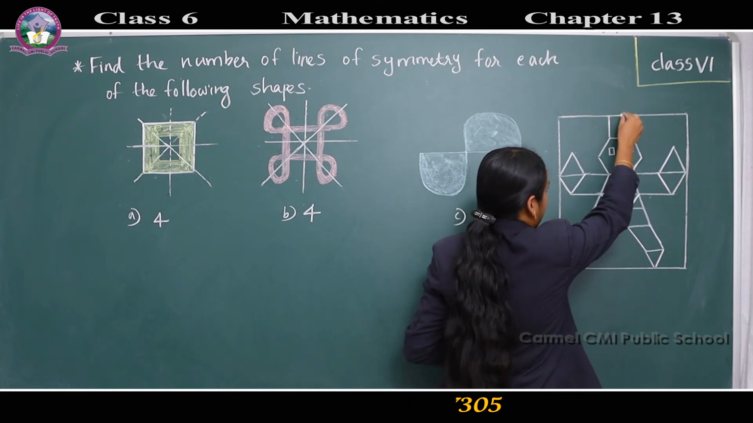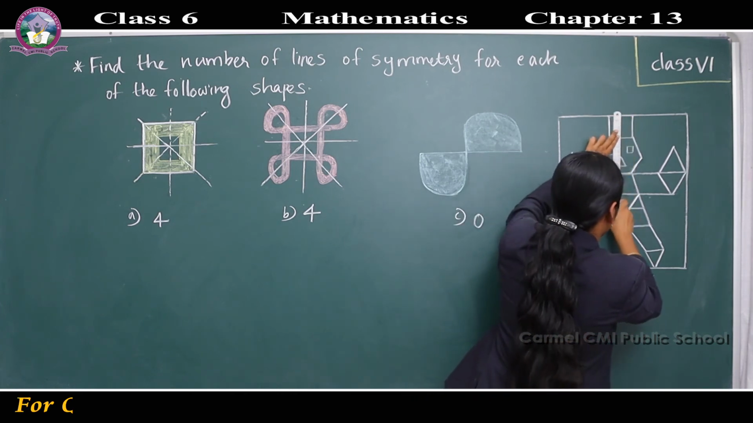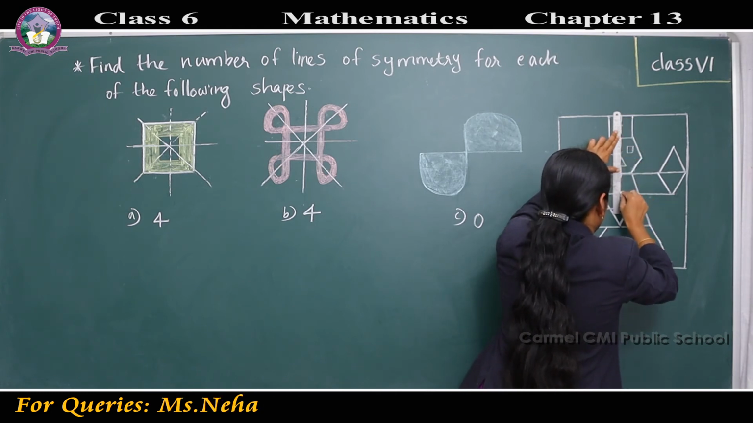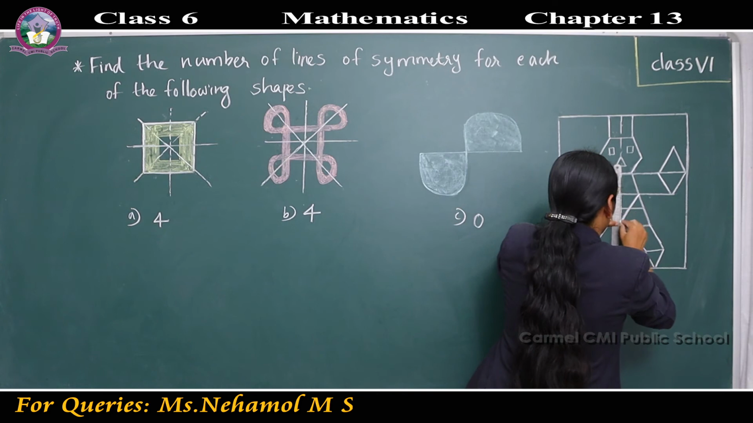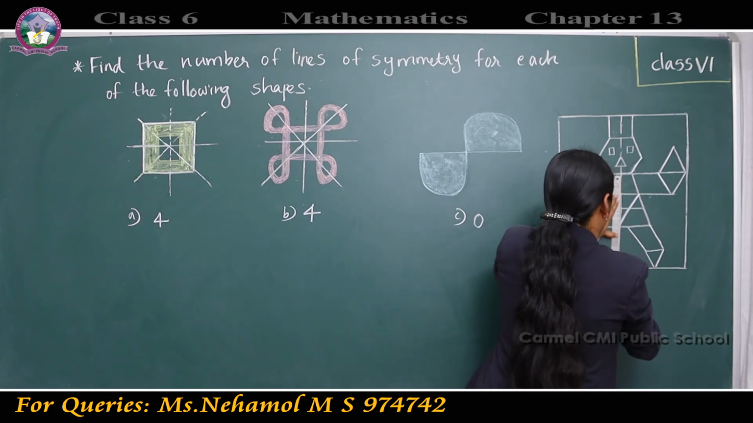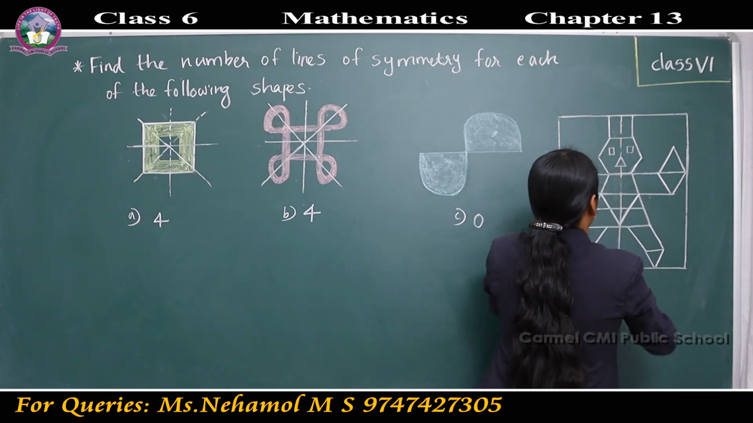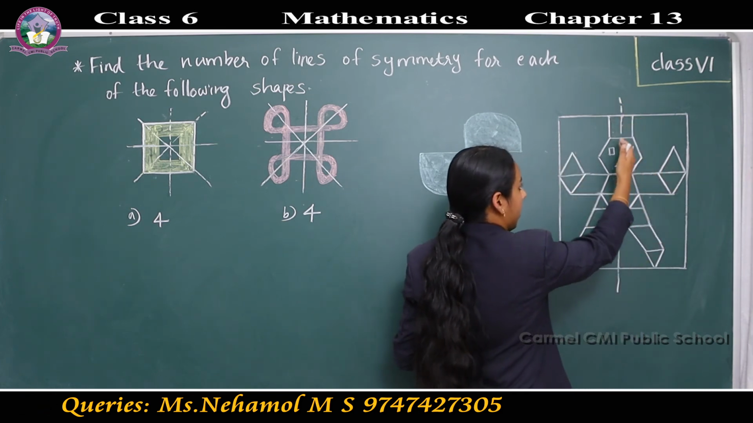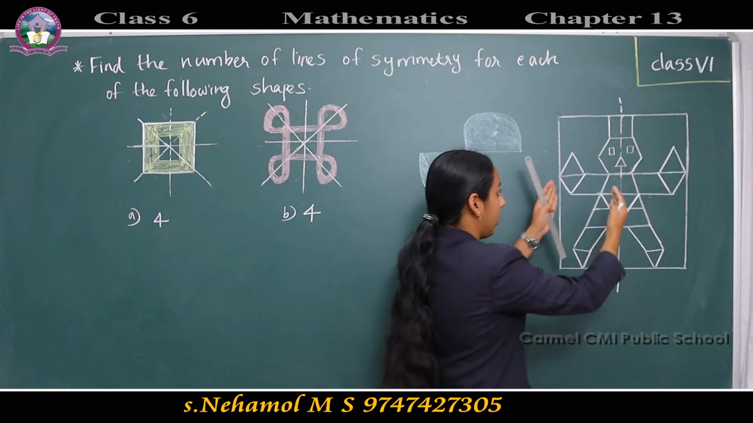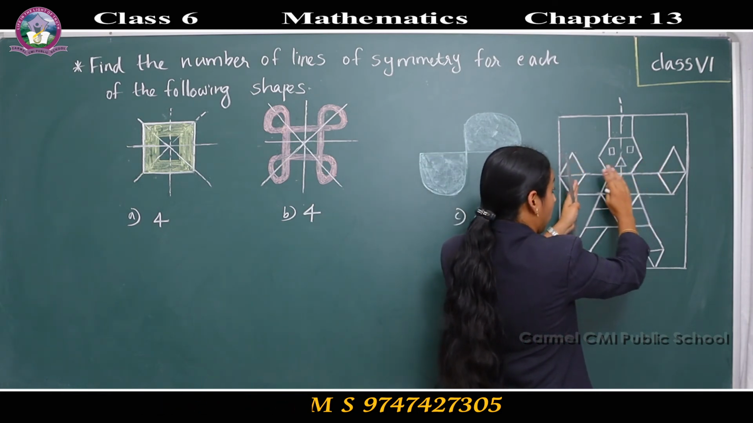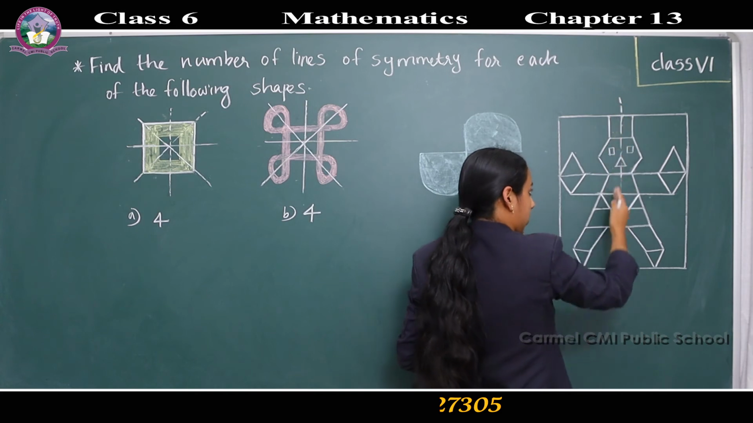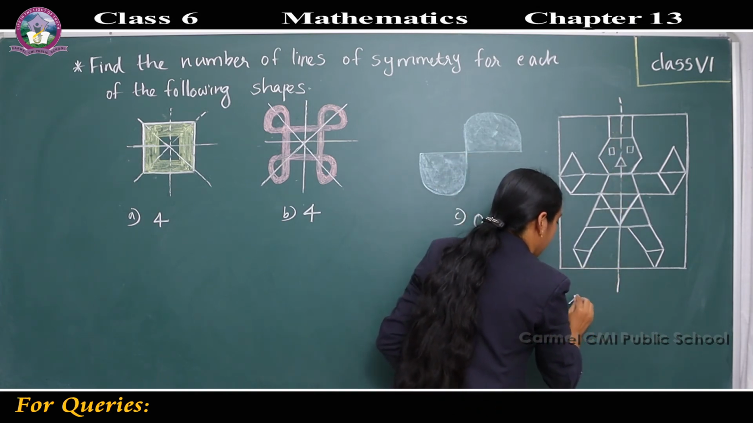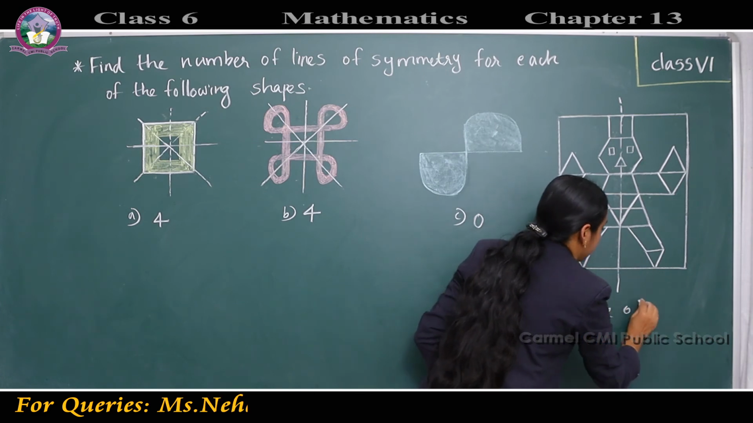If we draw a line of symmetry vertically, then we can divide the figure into 2 equal halves. So for this figure there is only 1 line of symmetry, right? Then only we will get 2 identical parts. So for this figure it has only 1 line of symmetry.